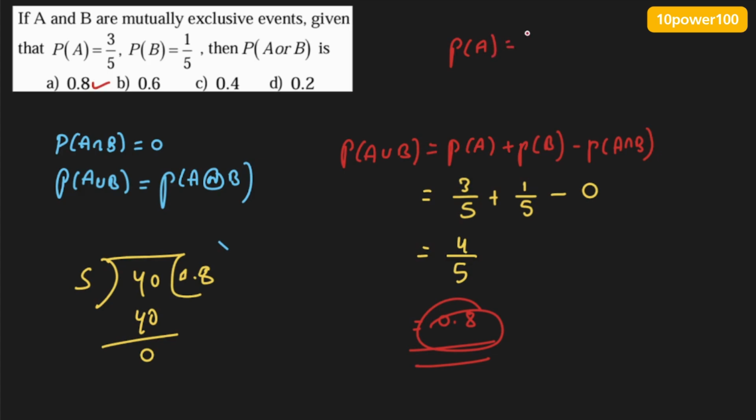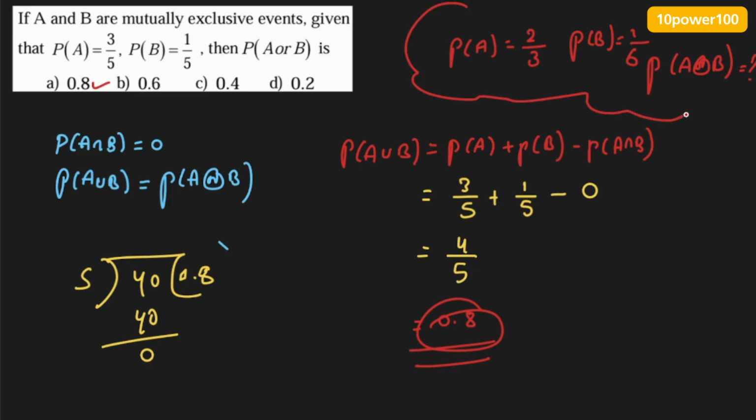Now I want you to calculate P of A or B. So P of A is 2 by 3 and P of B is 1 by 6. So find P of A or B. This is your question.